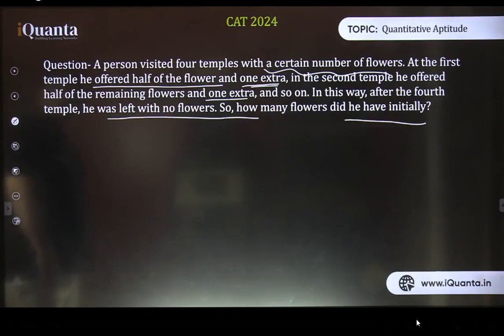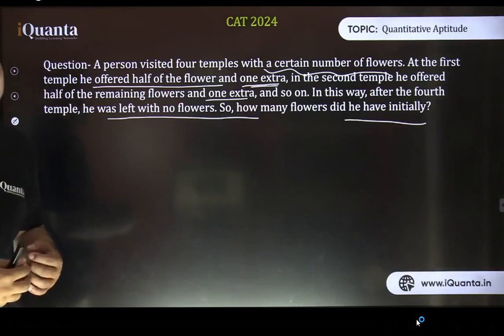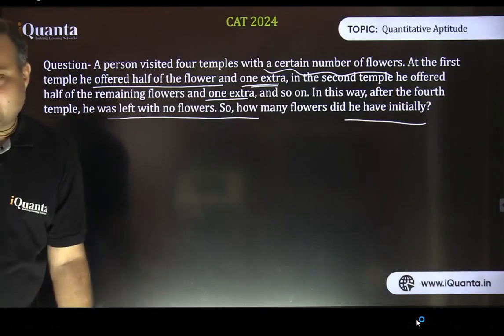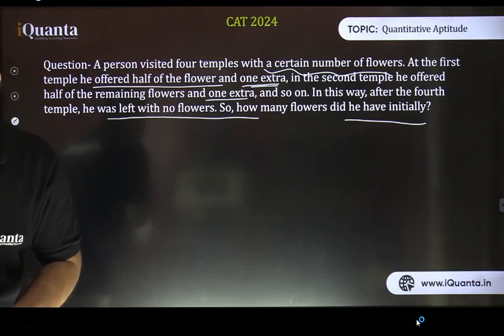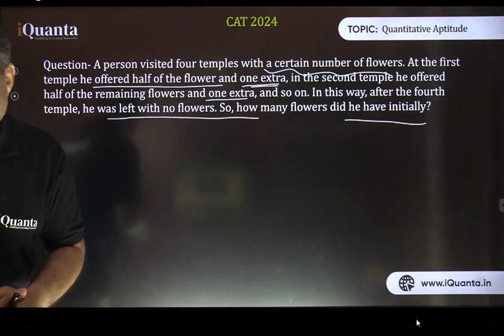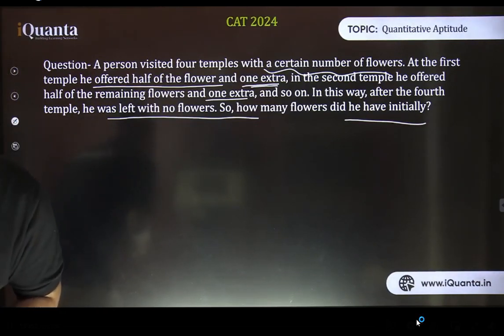So in every temple, what is he doing? He is offering half of the flowers which he is having, and then 1 flower extra. So that's how he is going. So again, we have both options, either the forward way or the reverse backtracking can also be done. So what do you think? I'm sure all of you have done the forward way. Yes, what's the trick? There is no trick, Yash.